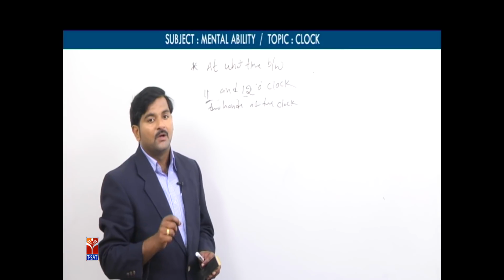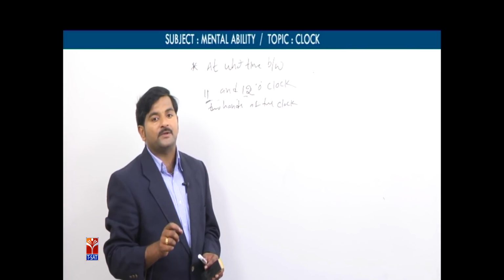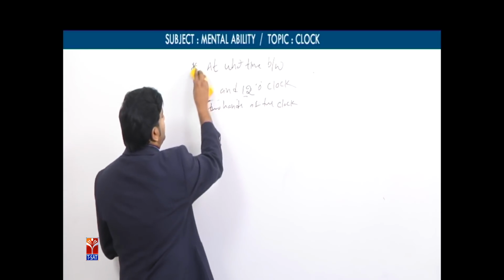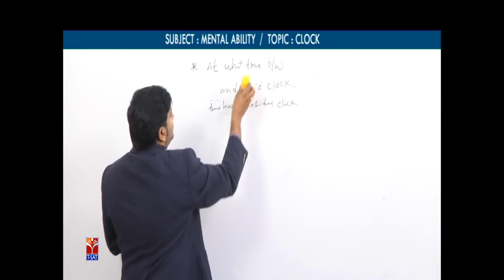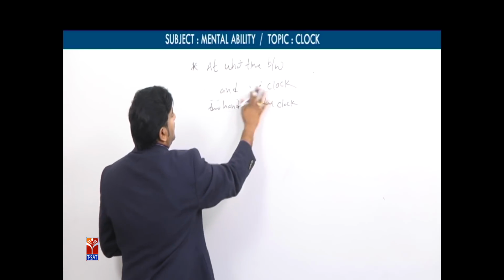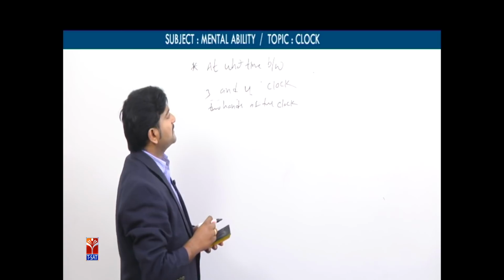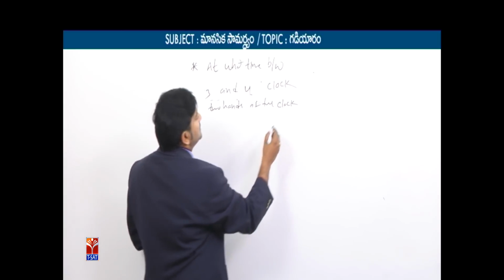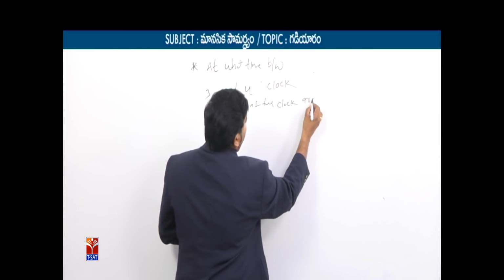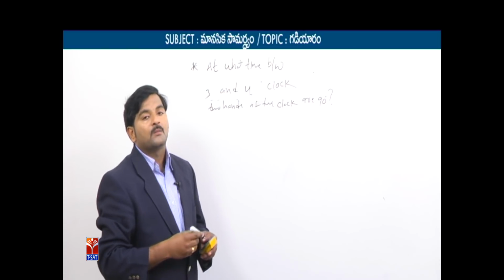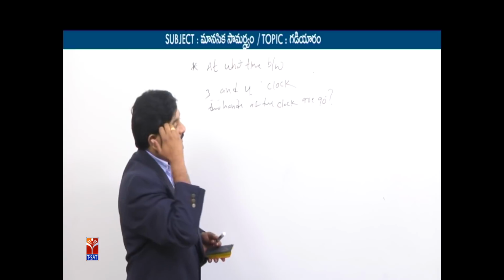For every 1 hour, the two hands are perpendicular to each other 2 times. So what does it mean? Now this we'll discuss by taking one example. Let's say 3 and 4. At what time between 3 and 4 o'clock are the two hands of the clock 90 degrees, or both hands perpendicular to each other?